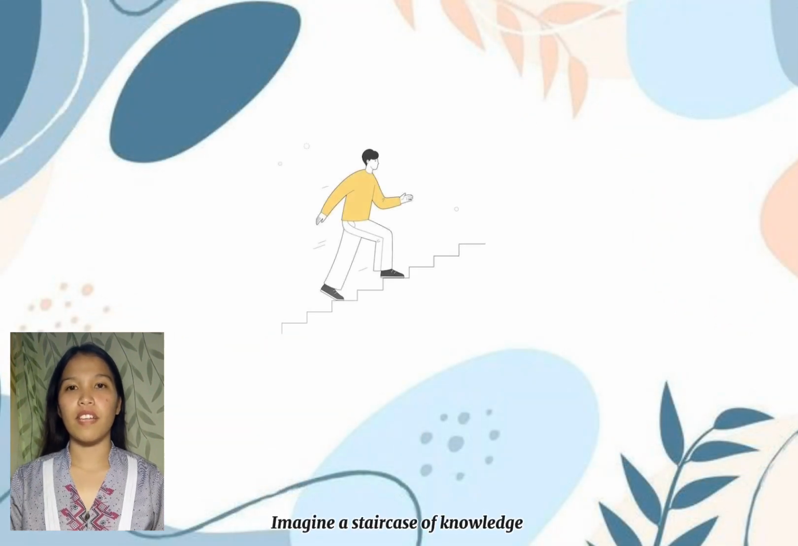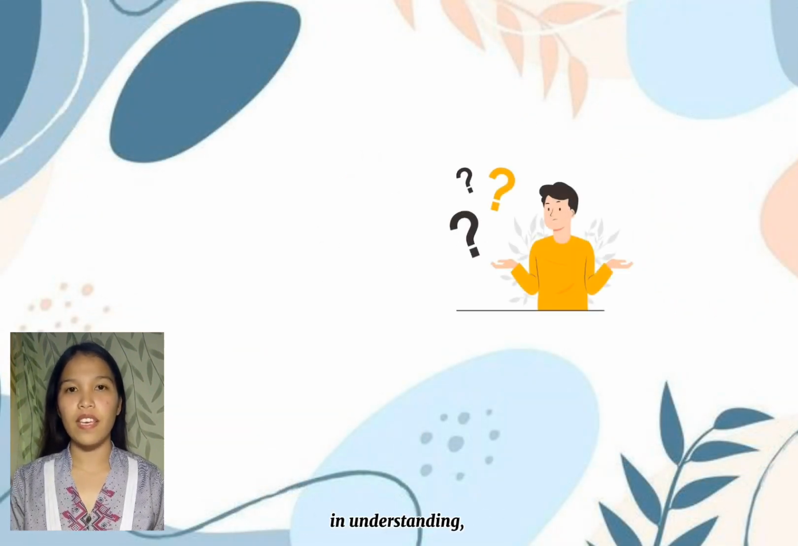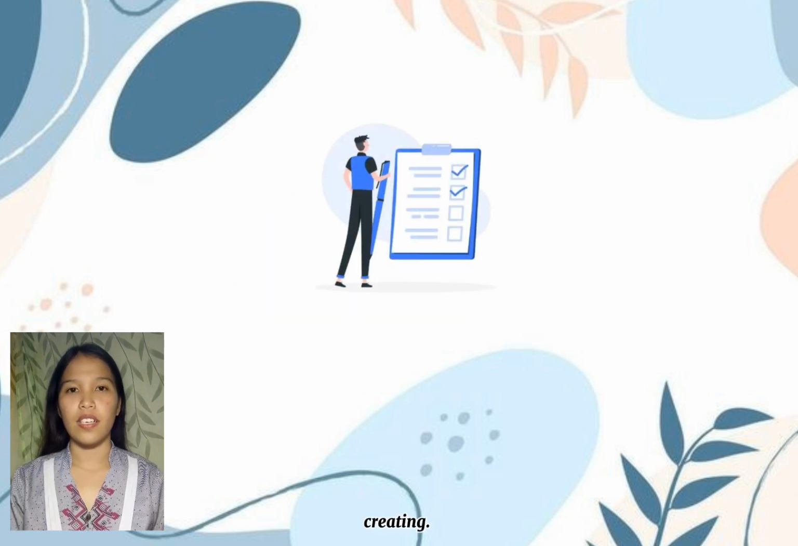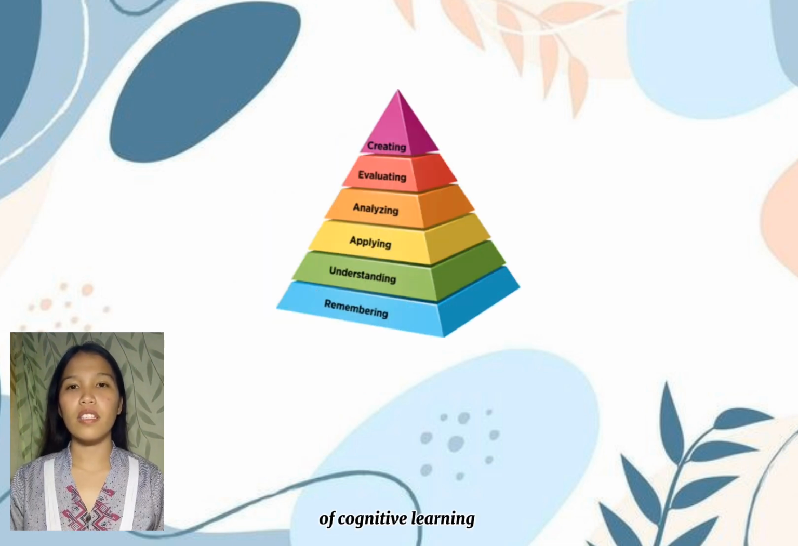Today we're diving into one of the most fascinating frameworks in education, Bloom's Taxonomy. Imagine a staircase of knowledge where each step takes us higher in understanding, thinking, and creating. These 6 levels of cognitive learning help us unlock our potential and transform the way we approach ideas, challenges, and solutions. Bloom's taxonomy is the ultimate guide to mastering the art of learning. So get ready. Let's explore how this powerful tool can shape the way we grow as students and thinkers.